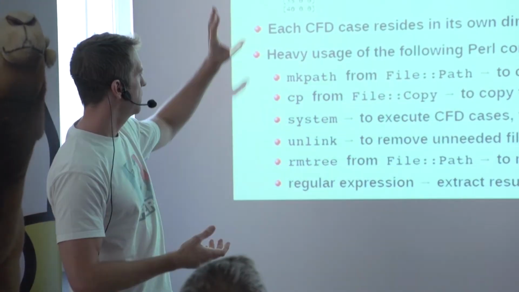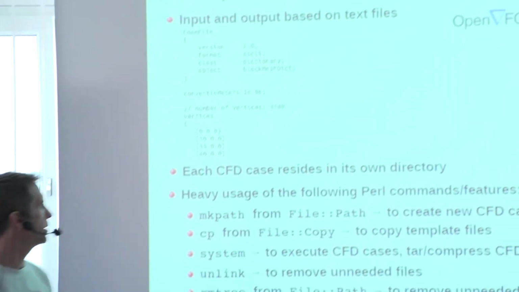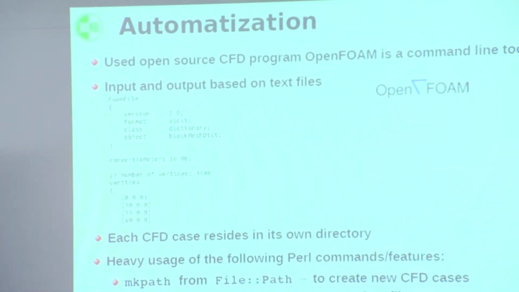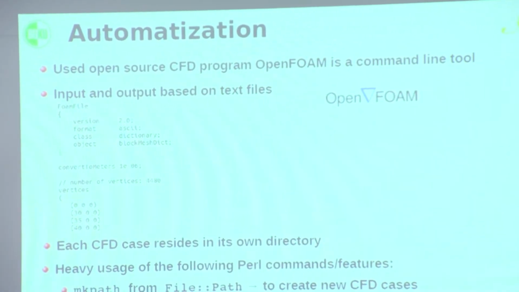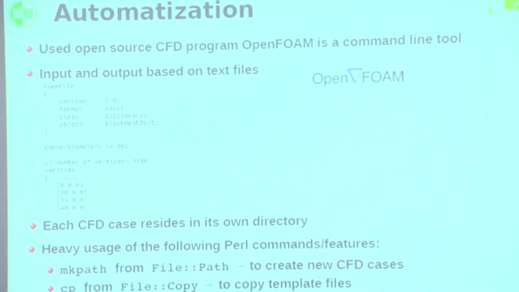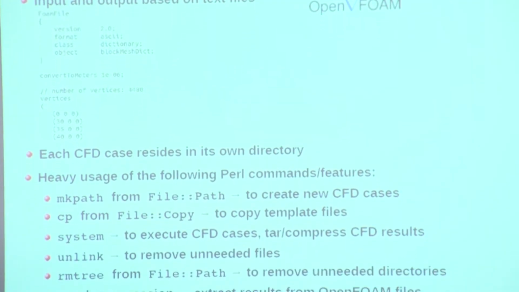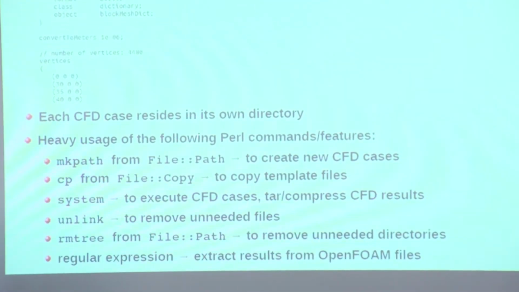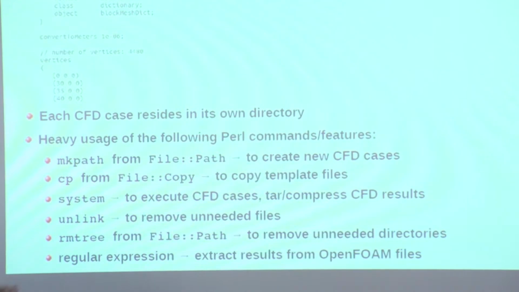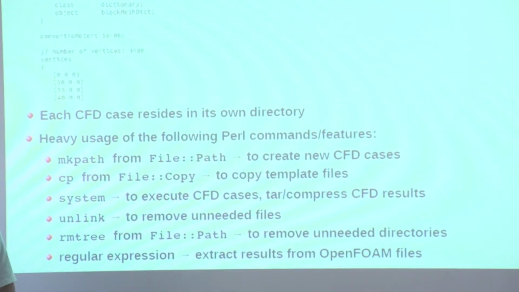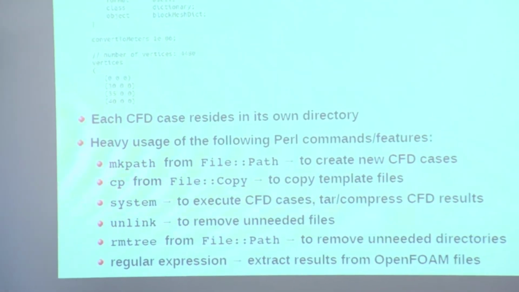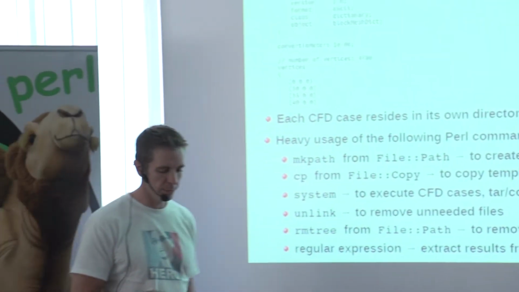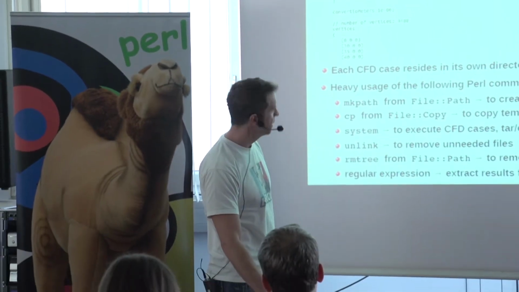So again, text files for OpenFOAM. It's a command line tool, runs on Linux. Each CFD case is residing in its own directory. So the main features and commands I used in Perl were make path, copy, of course system for running all those simulations, unlink for cleaning up and removing trees, and a lot of regular expressions were used to extract the information.